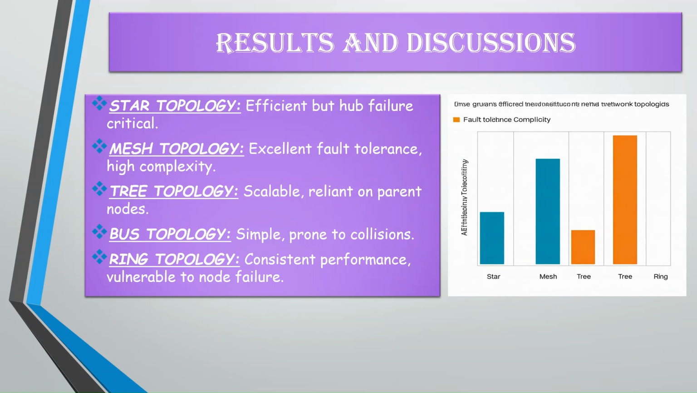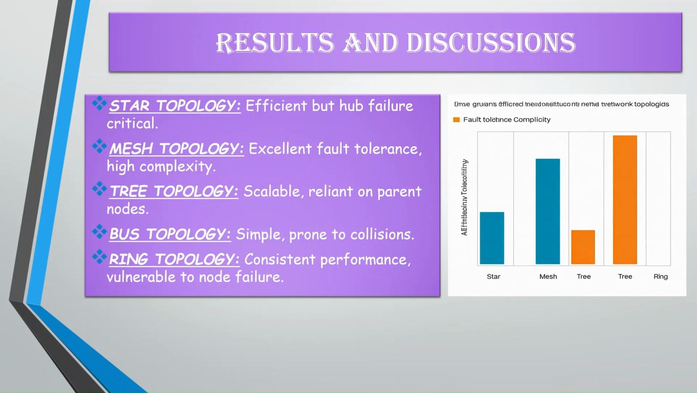To summarize, the choice of network topology depends on the specific requirements of your IoT application. Factors such as scalability, fault tolerance, and complexity should be carefully considered when making a decision. Let's take a closer look at this bar graph to visually compare the fault tolerance and complexity of each topology.